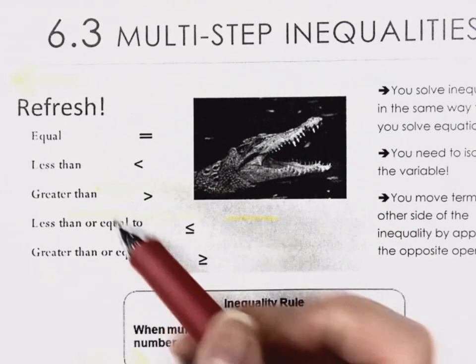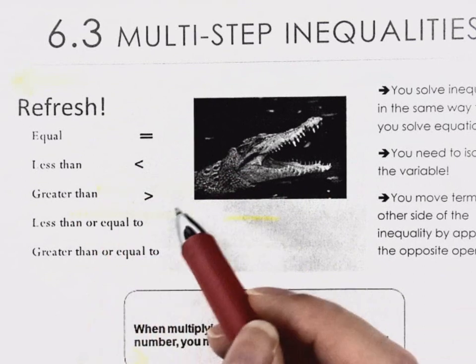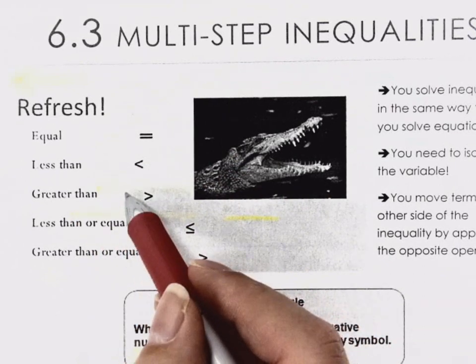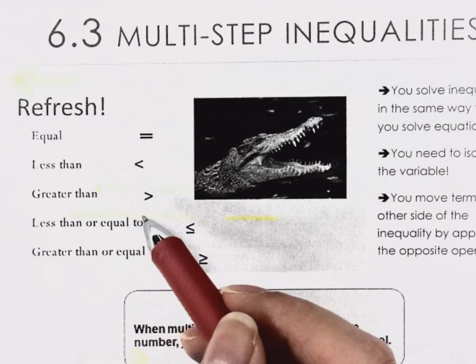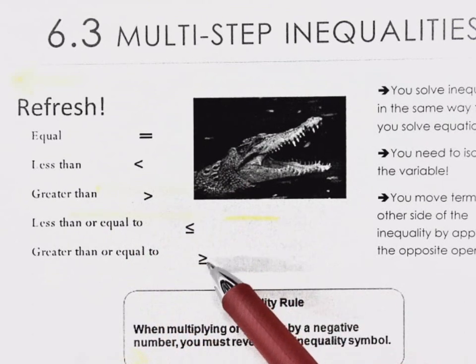If the pointy part is pointing at our variable, then it's less than. If the bigger part, the open part, is pointing at our variable, then that is greater than. Then we have the less than or equal to sign and the greater than or equal to sign.